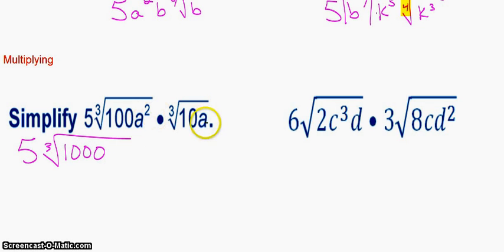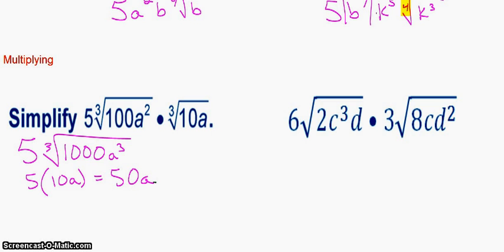And then a squared times a is a to the 3rd. Luckily for us, these all simplify. So I've got 5 times, the cubed root of 1000 is 10, and the cubed root of a cubed is a, so I have 5 times 10a, which is what that radical was simplified, so I have 50a. And that's all that one is.